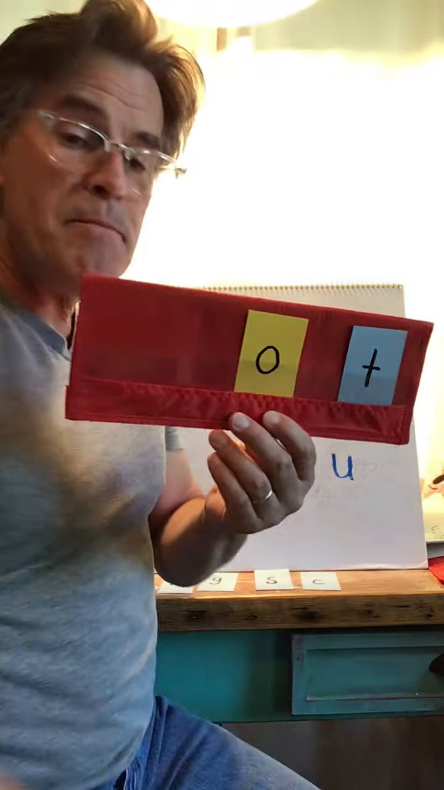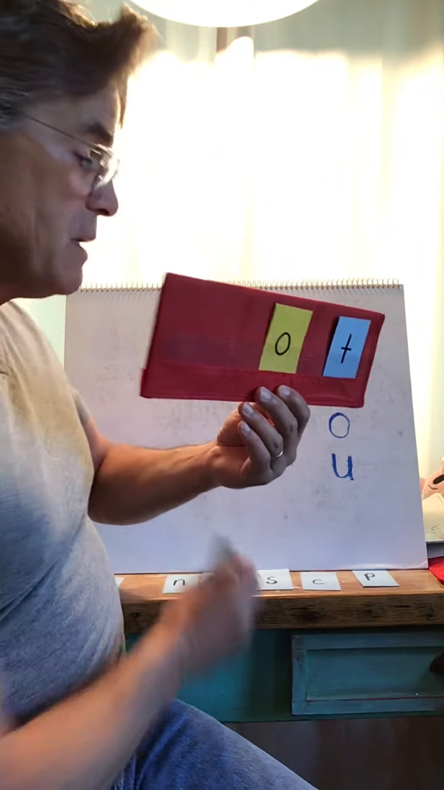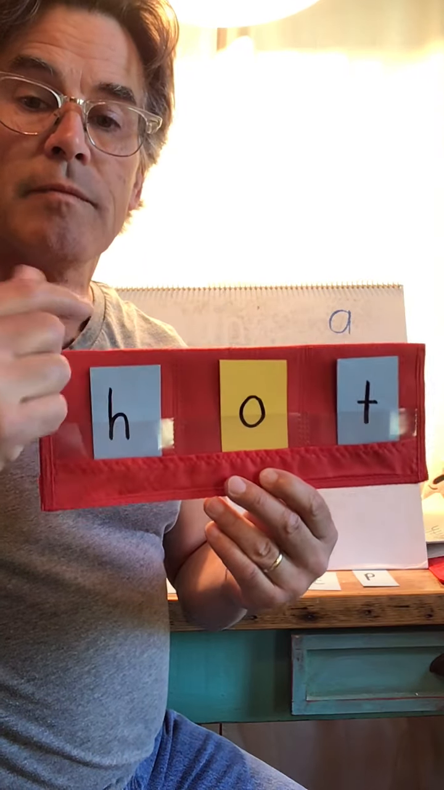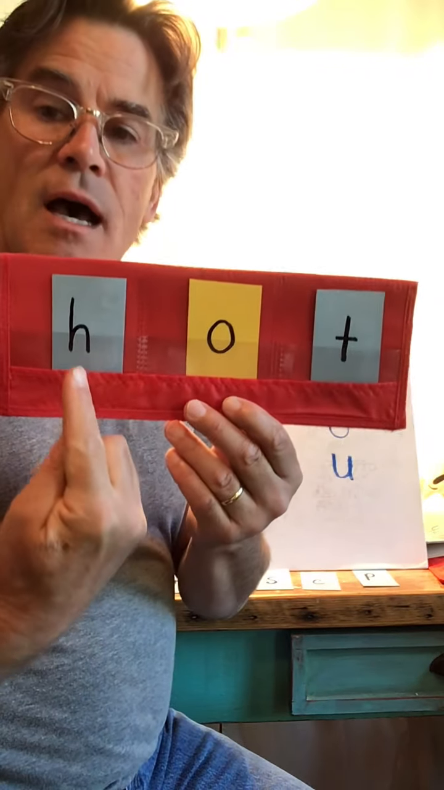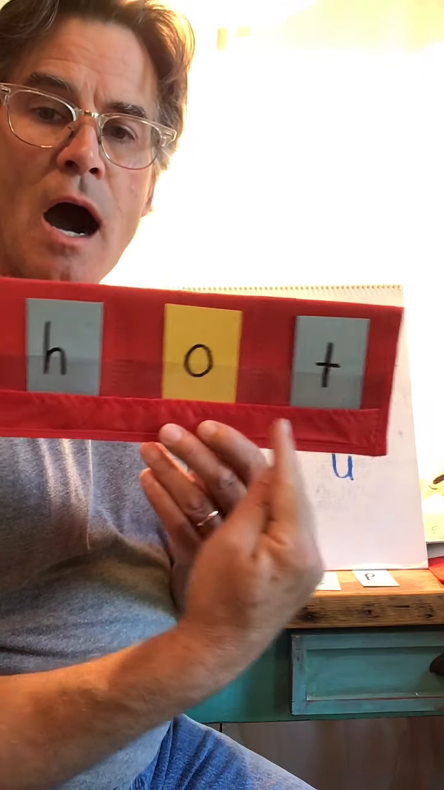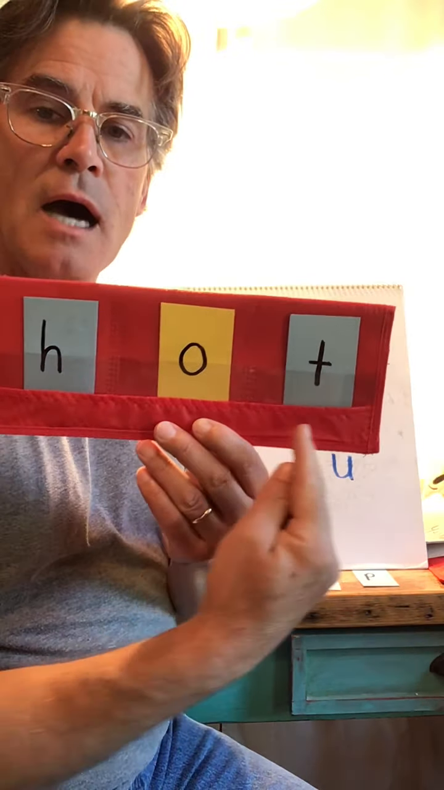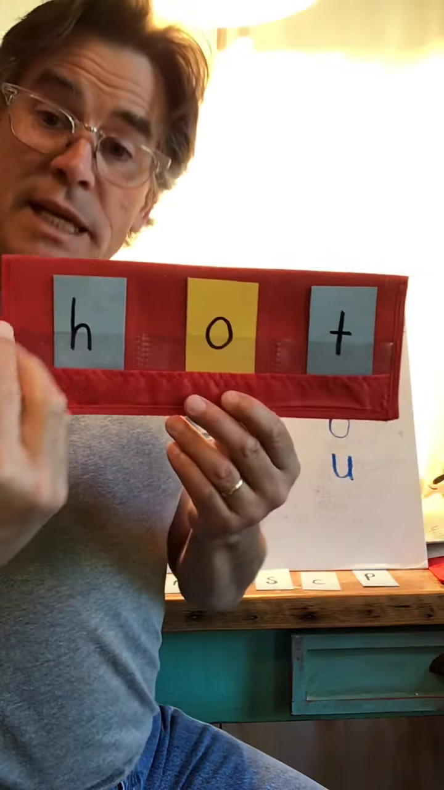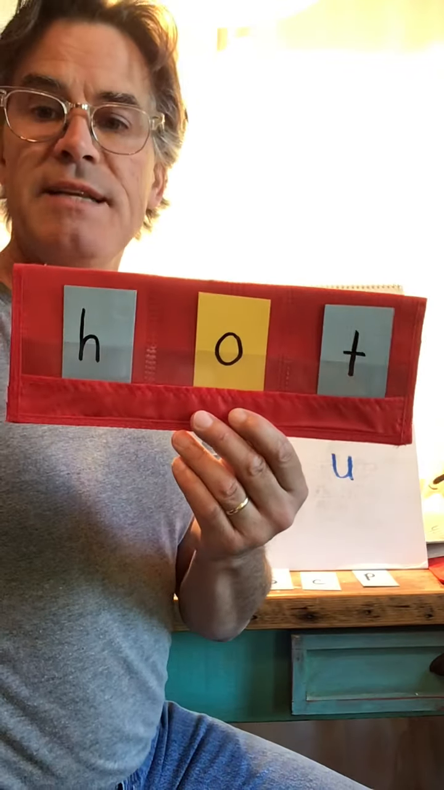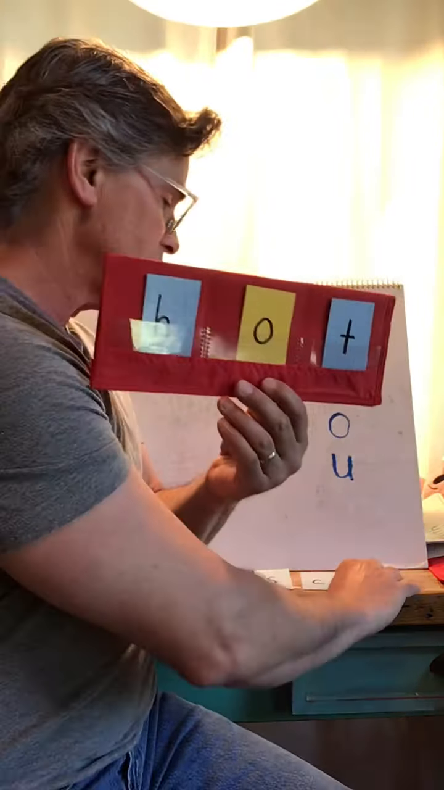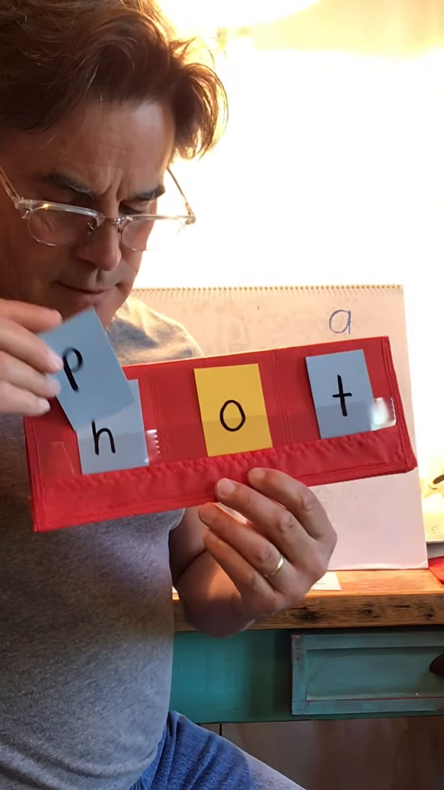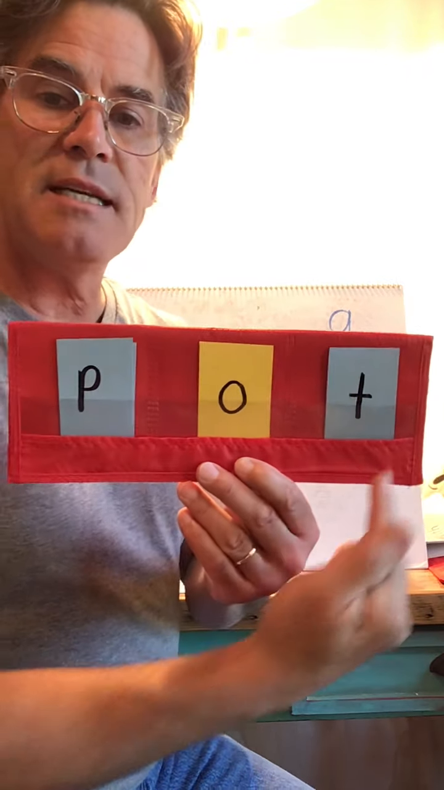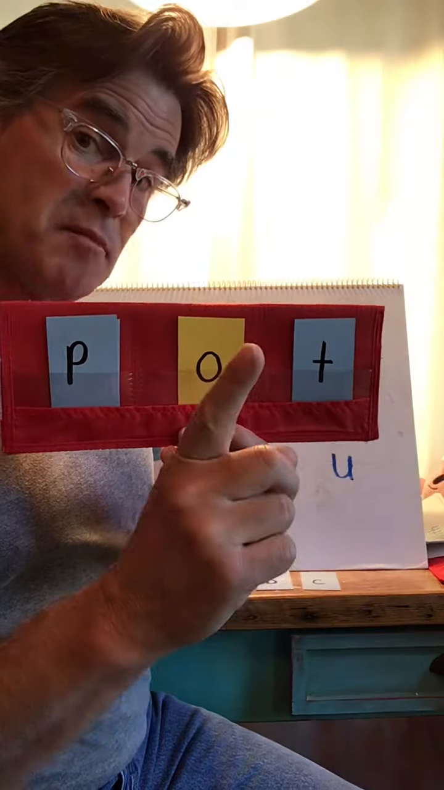Now, if I put this here, we say the sound, h, ah, t, h, ah, t, hot. See, we do each individual sound, and then we go a little quicker as we go through and blend them. Hot, that's going to be in our story. And then this one. Pot. Pot. The hot pot.